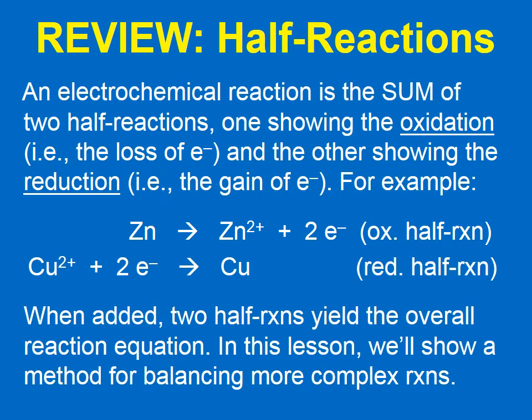Let's review half reactions. An electrochemical reaction is the sum of two half reactions, one showing the oxidation, that is, the loss of electrons, and the other showing the reduction, that is, the gain of electrons. For example, zinc being transformed into zinc ion and 2 electrons is an oxidation half reaction, and the copper 2+ ion being reduced by the addition of 2 electrons to copper metal is a reduction half reaction.